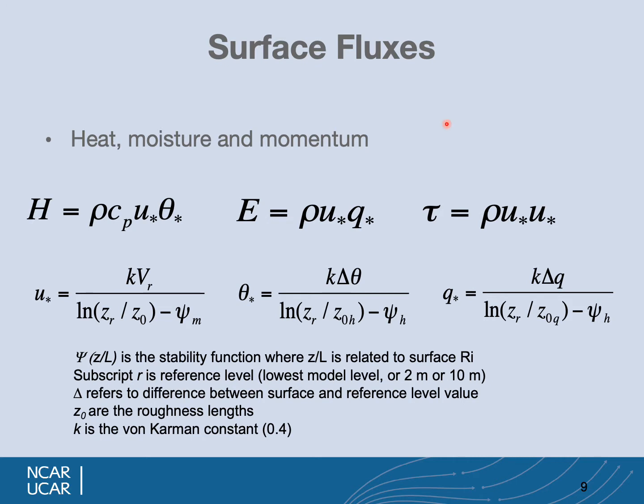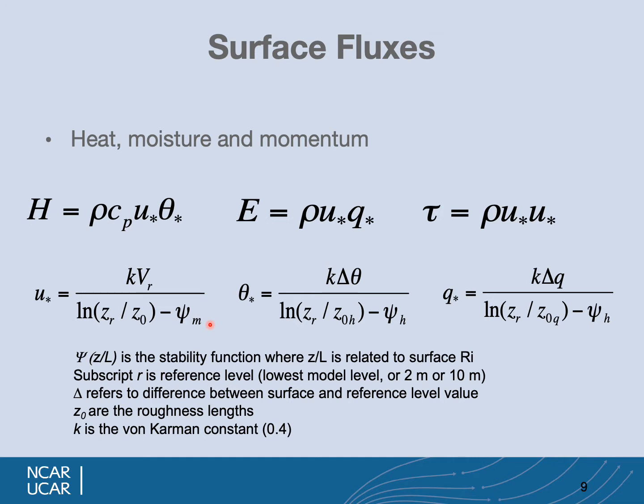So now we come to the surface fluxes. The heat flux is given by rho c_p u* theta*, the moisture flux is given by rho u* q*, and the momentum flux or surface stress is given by rho u*^2. Recall that u* is a constant in the surface layer and defined by the lowest level value of velocity and this log profile. But now we also have this stability function psi_m.